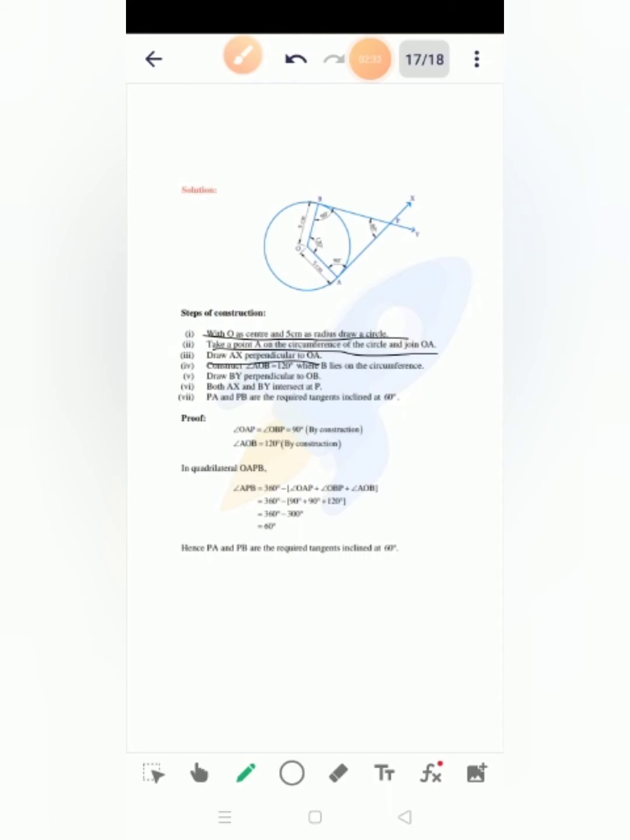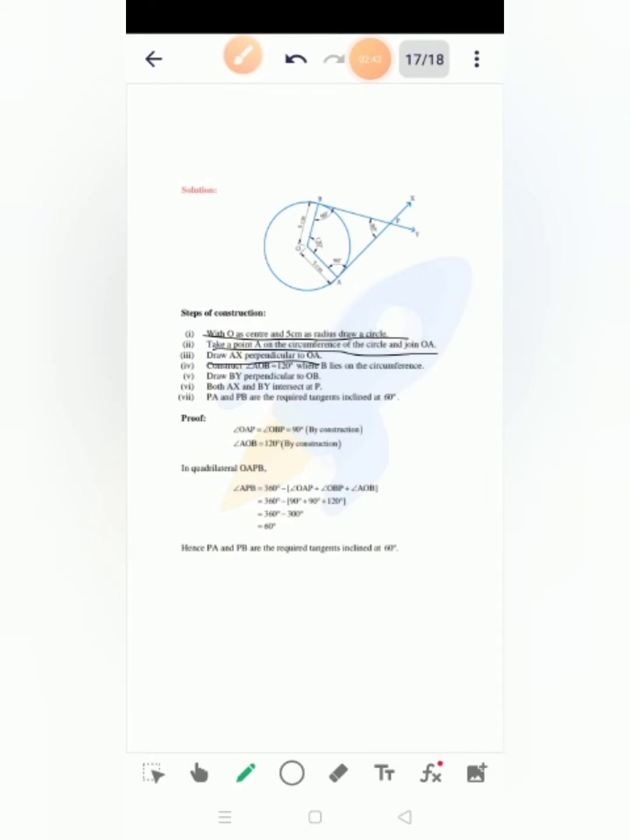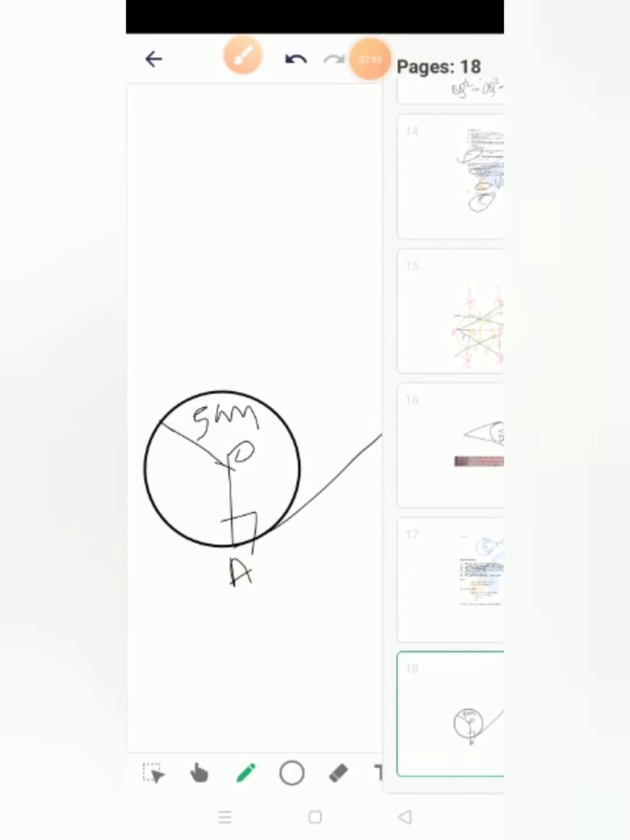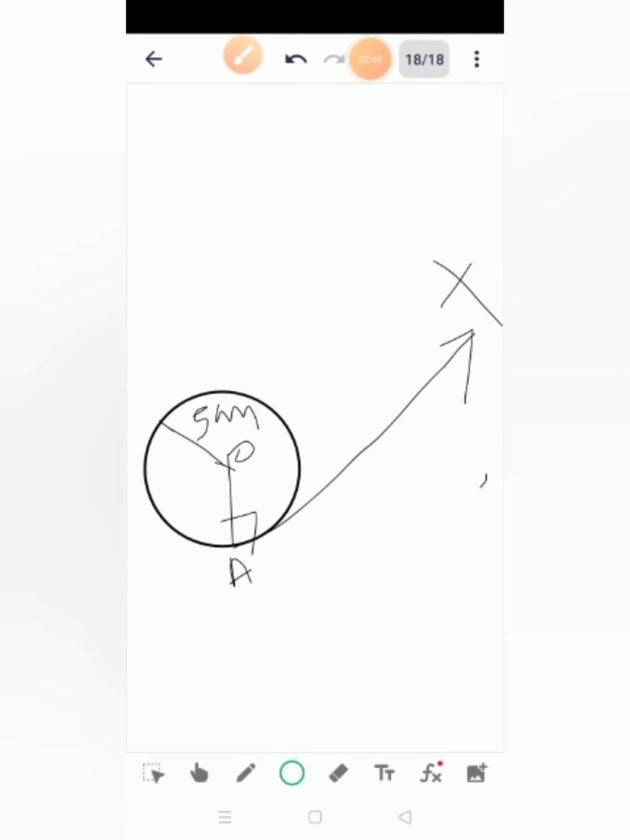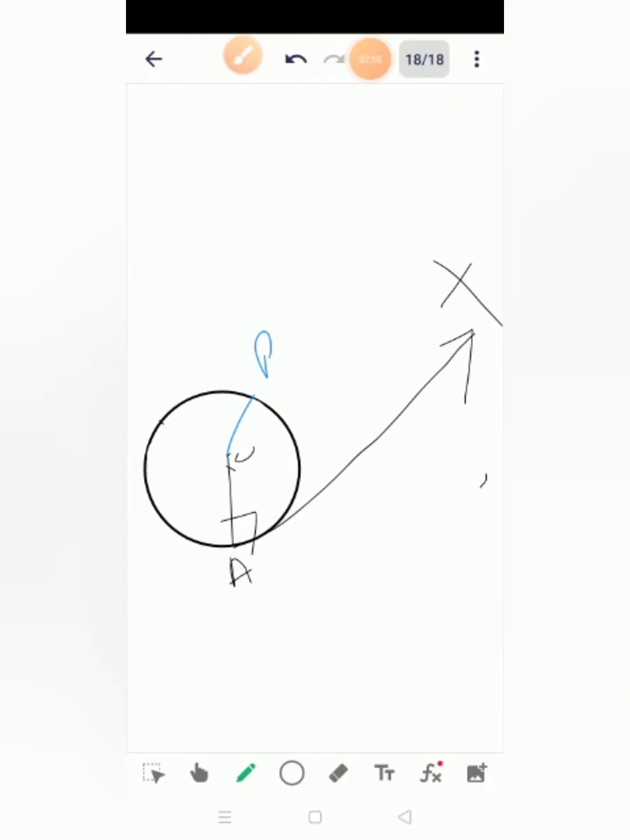And construct angle AOB which should be 120 degree. After that, you construct this angle AOB. What was it? Angle AOB which should be 120 degree. Now from A, they are telling us to draw B here. This is the center point O, and we need to draw B here such that they should be 120 degree.